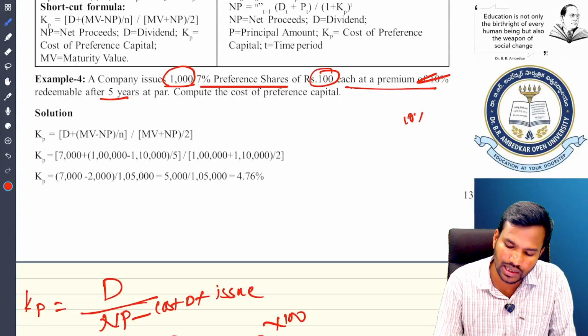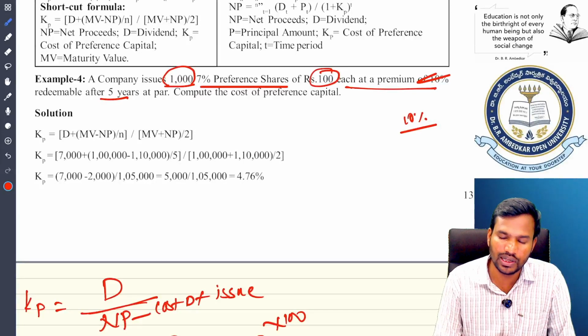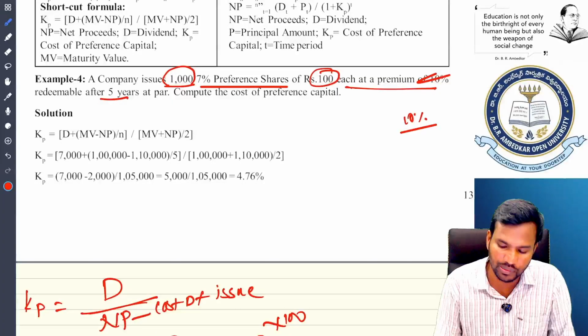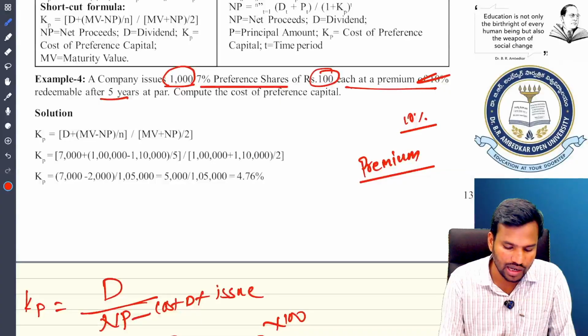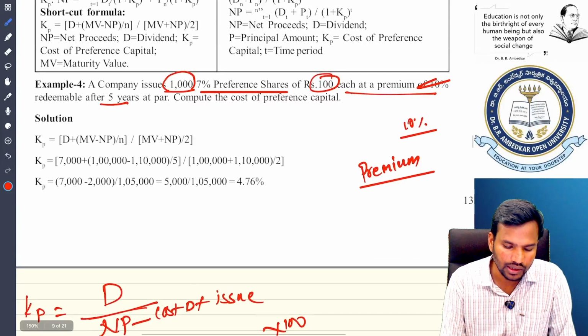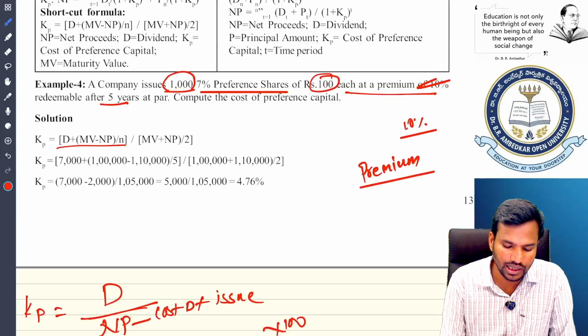Premium 10% means there is a demand for the company, there is a demand in the market. If there is no demand, the company issues at a discount. It means the company is collecting amount in the form of preference shares on a premium basis. See, according to the formula, Kp is equal to D plus (MV minus NP) divided by N, divided by (MV plus NP) by 2.